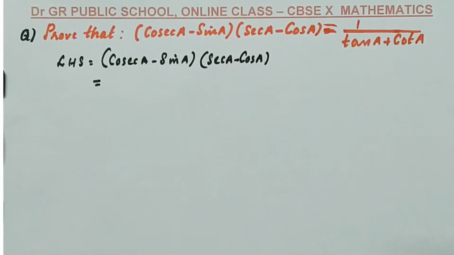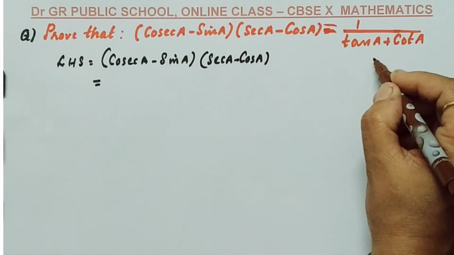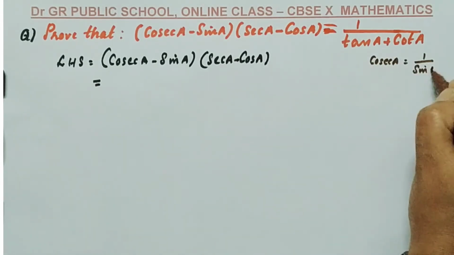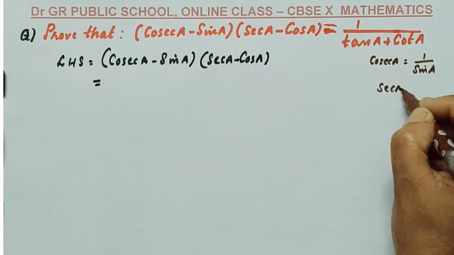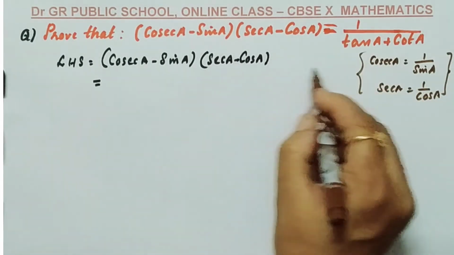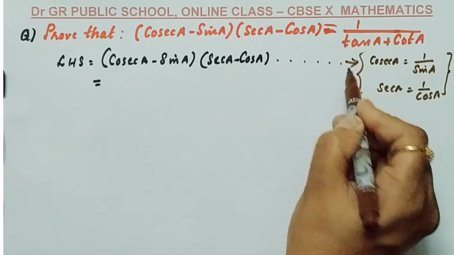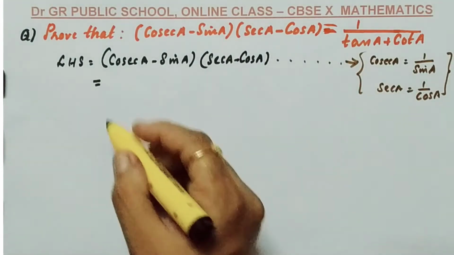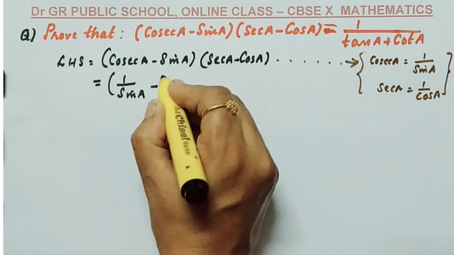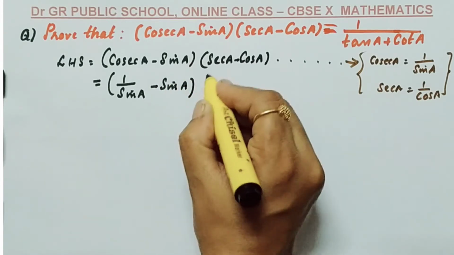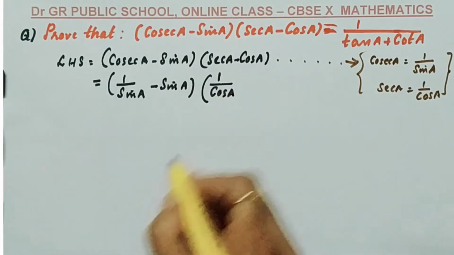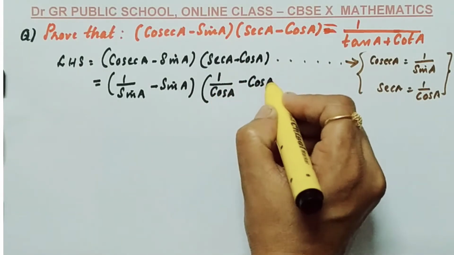I am going to apply the formula here. Cosec A equals 1 by sin A, and you know that sec is the reciprocal of cos, so 1 by cos A. These are the identities I am going to apply in the first step. So cosec can be replaced with 1 by sin A minus sin A there, into the second bracket, sec can be replaced with the value 1 by cos A, because sec is the reciprocal of cos, minus cos A. This is the second bracket.